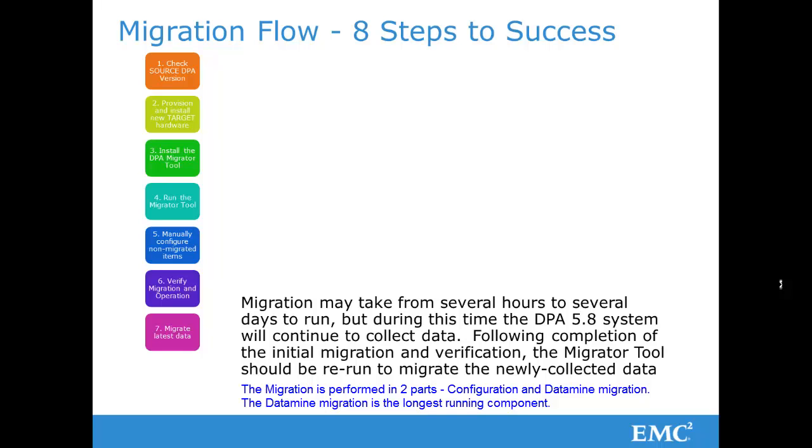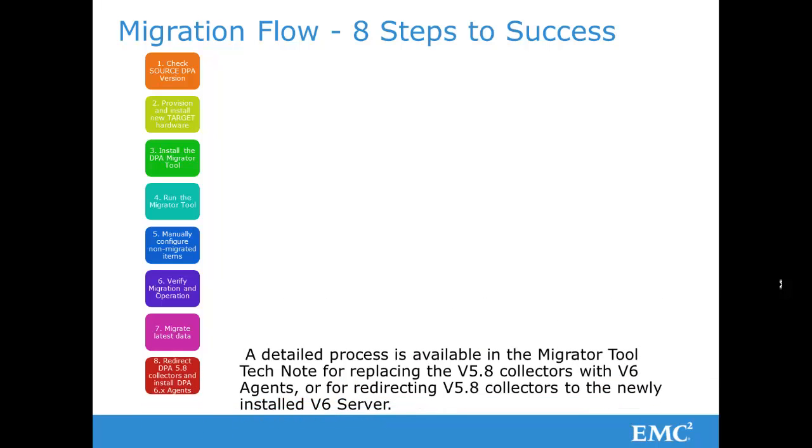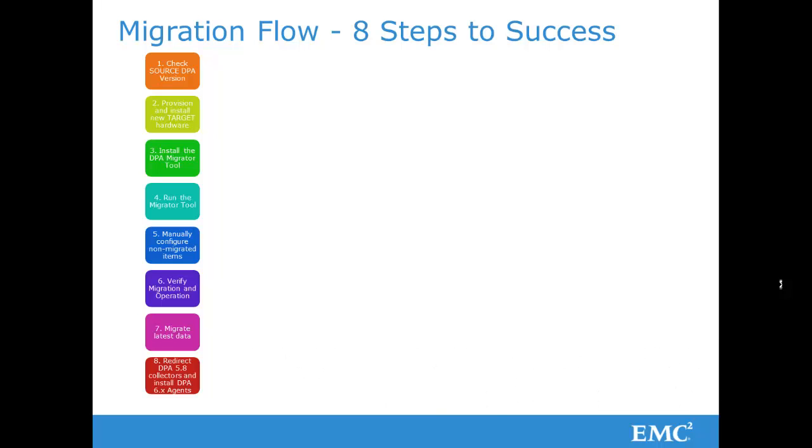On completion of the initial migration and your verification of the operation, the Migrator tool should be rerun to migrate the newly collected data and re-verified. Once the migration is finally complete, DPA version 5.8 collectors should be redirected to the newly installed server, and where possible, DPA version 6 agents should be installed to replace the version 5.8 collectors.